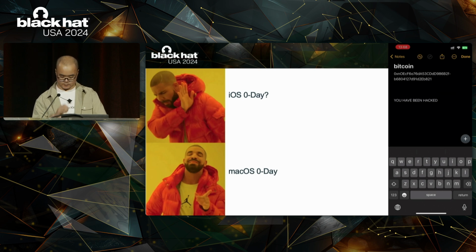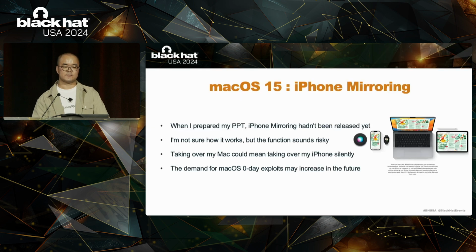If a hacker aims to steal data from your iOS device, but finds the attack surface too narrow, targeting macOS may provide a better solution. Therefore, if you use both macOS and iOS and own highly sensitive data, it is recommended to disable Handoff. macOS 15 introduces a new function, iPhone Mirroring. The function sounds risky, because taking over my Mac could mean taking over my iPhone silently. The demand for macOS 0-day exploits may increase in the future.